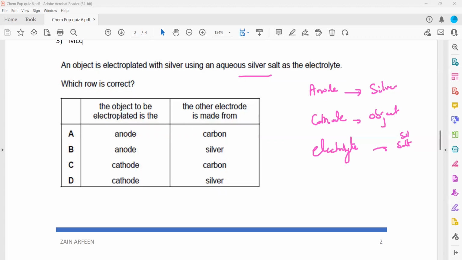The object which we want to electroplate should be connected to the cathode. And what is the other electrode made from? Because we want a silver layer, the other should be made of silver. So cathode and silver, that's why option D is the right answer.